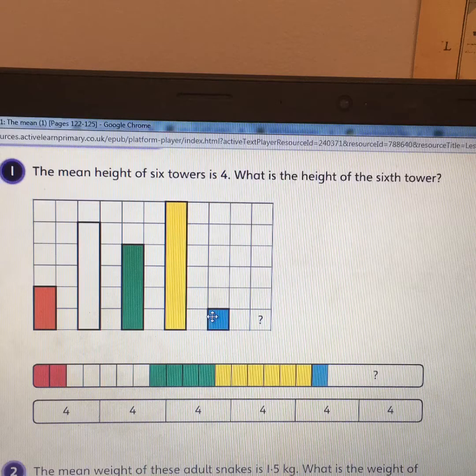Okay, let's have a go at the think together. So we've got the mean height of 6 towers is 4 blocks high. What is the height of the 6th tower? So if it's telling you the mean height of 6 towers is 4, you can look at that bar model along the bottom and think, what is that showing me? And to make that correct, what has the height of the 6th tower got to be?